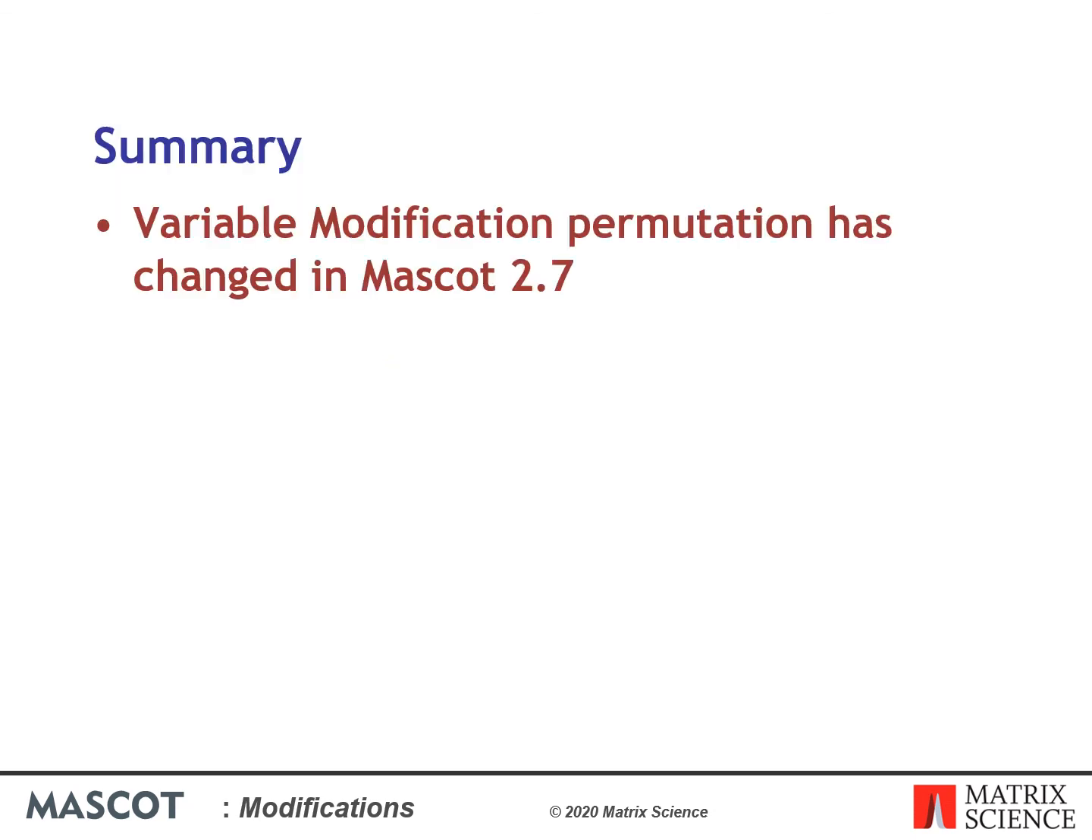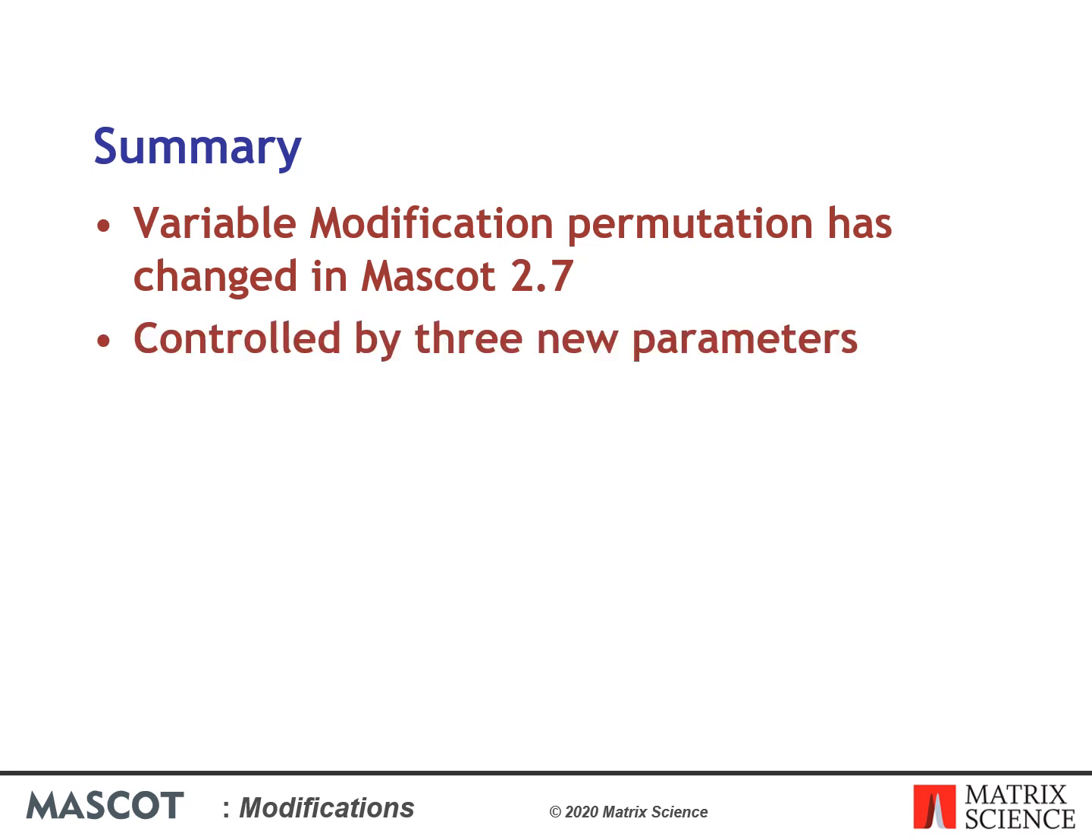So to summarize, permutation of variable modification arrangements has changed significantly in Mascot 2.7. This has been done to address some shortcomings in how earlier versions of Mascot handled this for peptides with large numbers of possible modification arrangements. The new variable modification iterator is controlled by 3 parameters, which can be set globally and overridden locally. This gives you a large amount of control over the depth of search when Mascot assigns variable modifications.